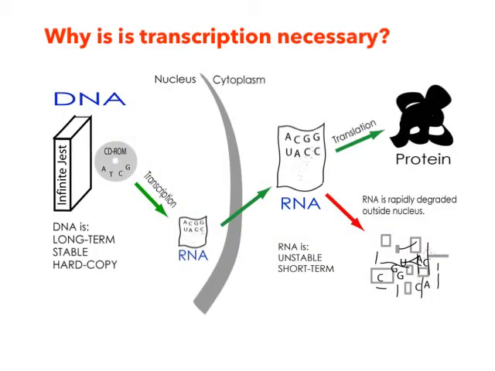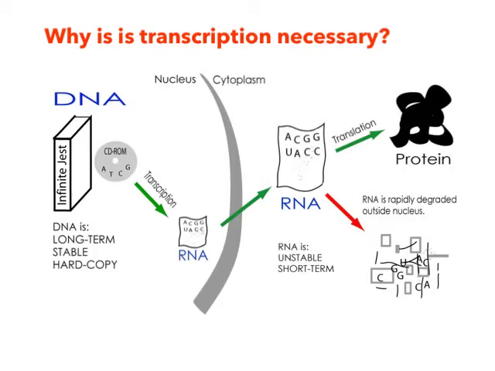So, first of all, why do we actually have to use transcription at all? Why not just use the DNA directly to make proteins? Well, there's a couple of reasons for this. Number one, over on the left side here, you can see some things about DNA. DNA is a long-term copy. It's very, very stable. And this is something that the cell needs to preserve and keep secure in the nucleus for basically the entire cell's duration.